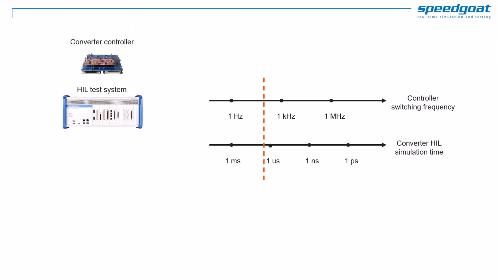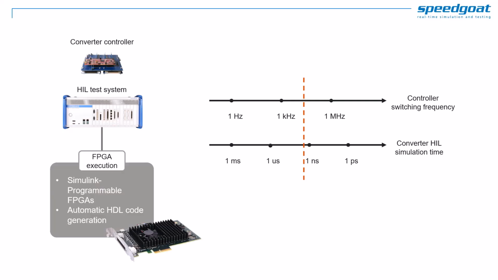Now, to test controllers switching at several hundreds of kilohertz, like DAB used in electric vehicle onboard chargers, we need a design suitable for fast real-time simulation. This involves using simulation time steps in the nanosecond range and high-speed digital and analog connectivity.